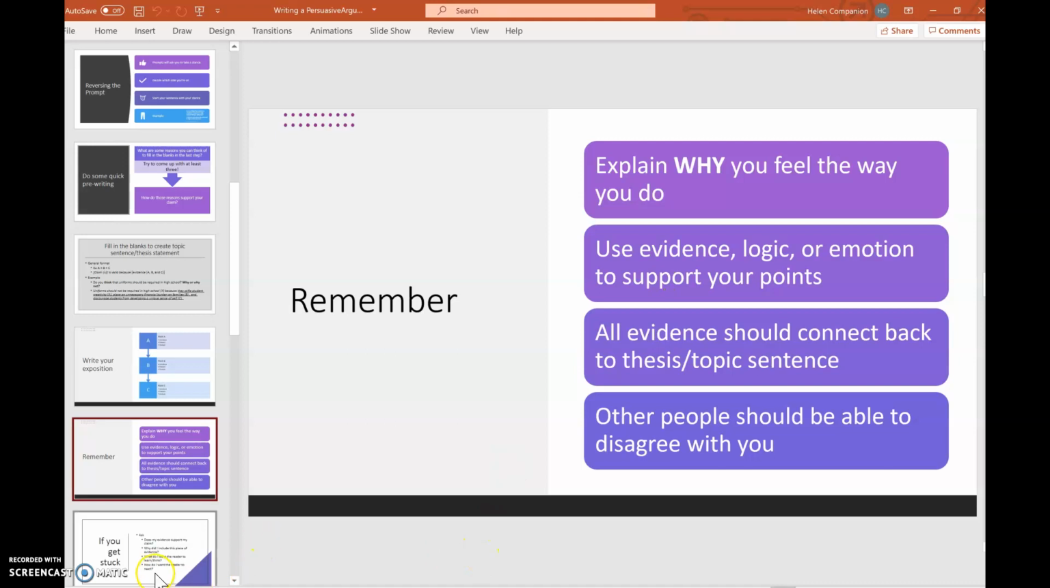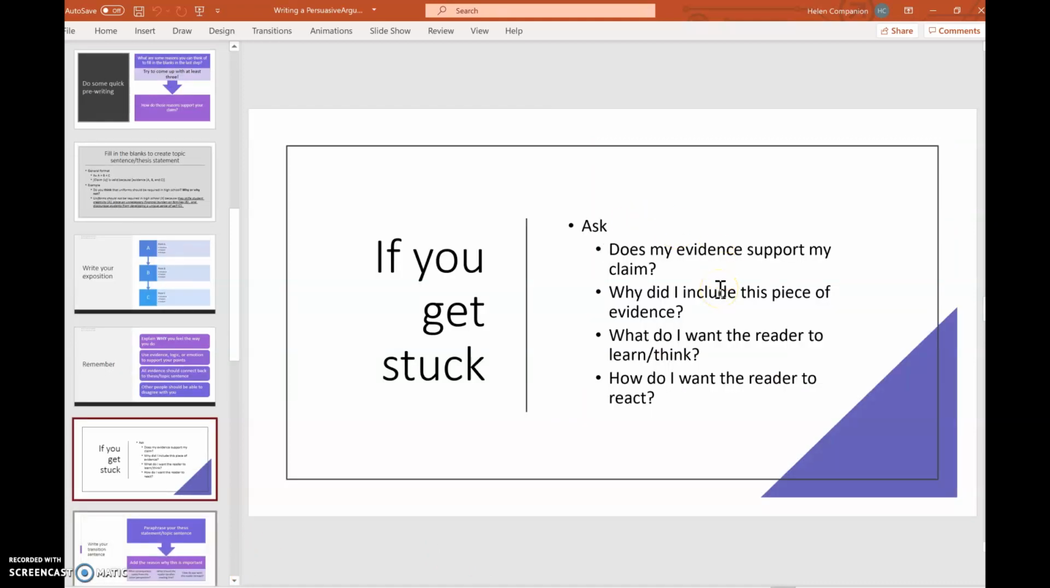If you get stuck, then ask yourself some questions. Does my evidence support my claim? Why did I include this piece of evidence? What do I want the reader to think or learn? And how do I want the reader to react?